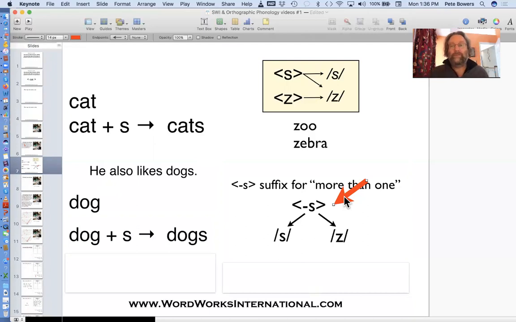Most graphemes write more than one phoneme, and most phonemes can be written by more than one grapheme. And I'm just giving a little signal that that's a part of what we're going to expect. But the good news is that there's always a reason. We might not always know what it is, but here's a nice place with the S suffix to see that if I'm using a S or a Z at the end of a word to signal more than one, it's going to be the S. There's no Z. So that's a good little thing.